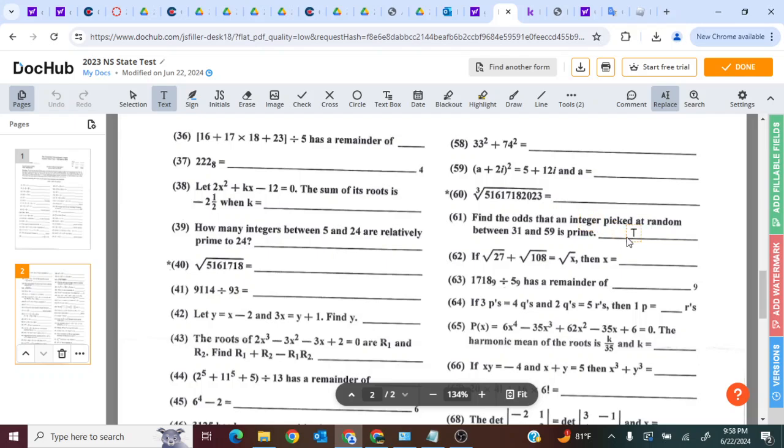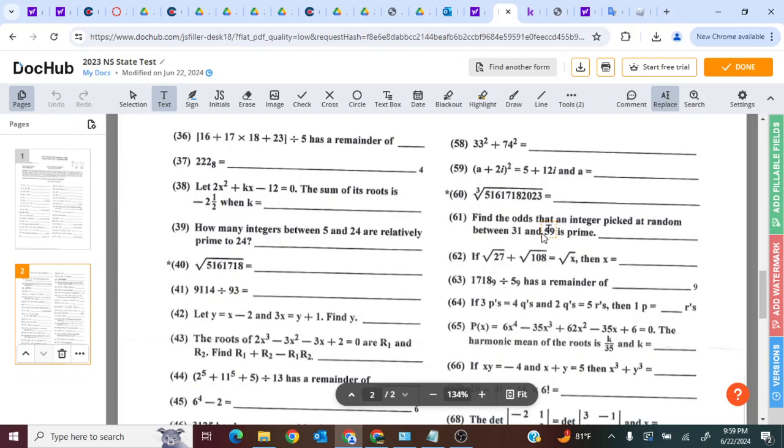Find the odds of an integer picked at random between that and that is prime. I guess I haven't talked about it. The prime series from 0 to 9 and then 10 to 19 and etc. There are 4 primes, 2, 2, 3, 2, 2, 3, 2, 1.